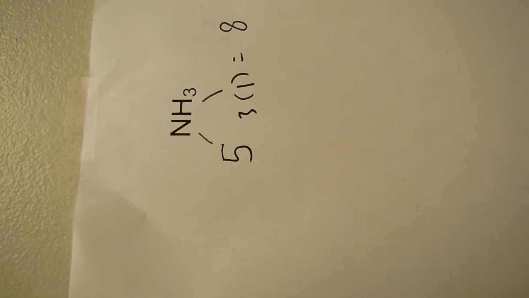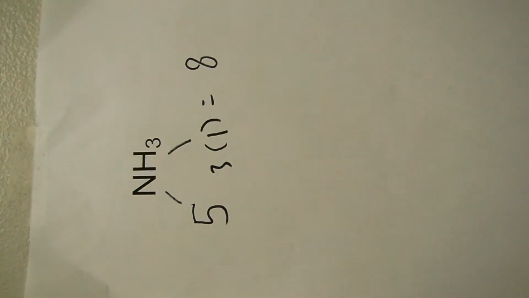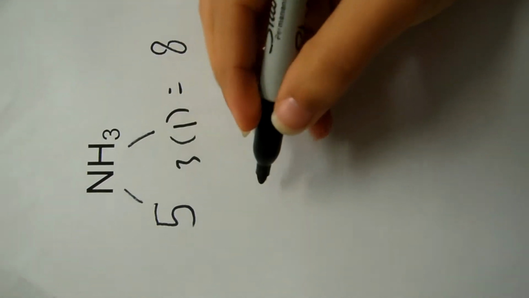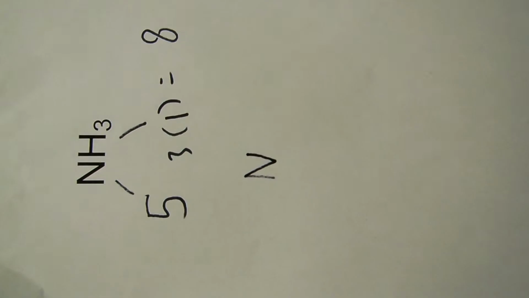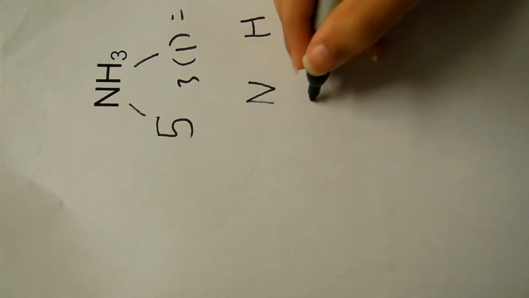Now, you have to determine the central atom. If there's more than one atom, whichever one is more electronegative is the central atom. And since nitrogen is more electronegative than hydrogen, nitrogen will be our central atom, and then we'll just have the hydrogen surrounding it.